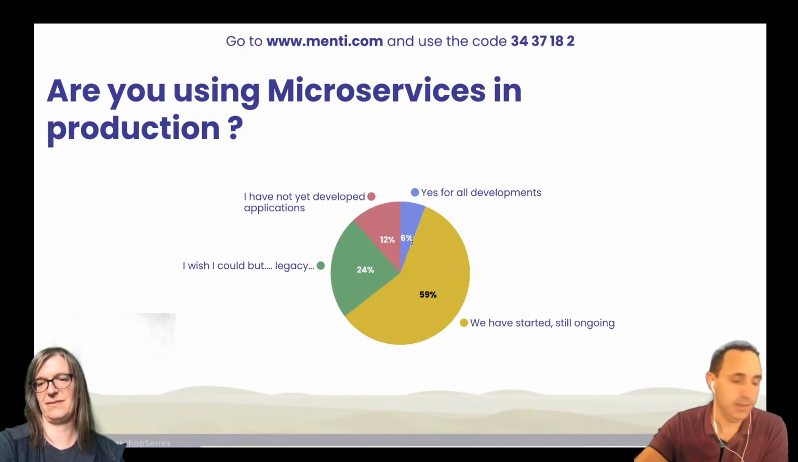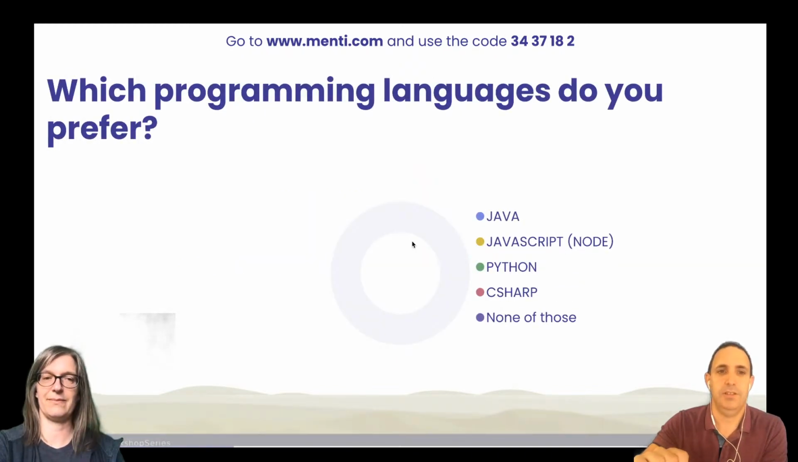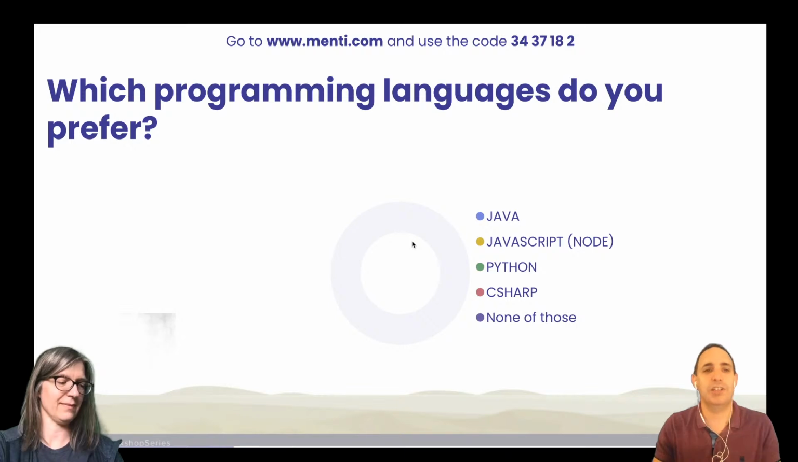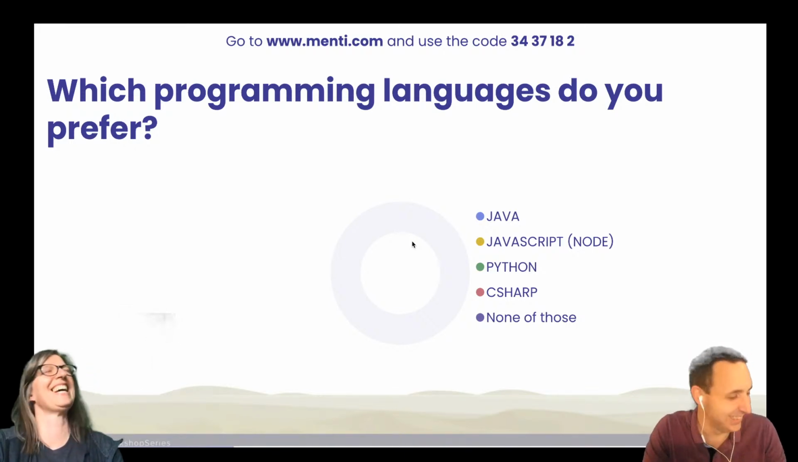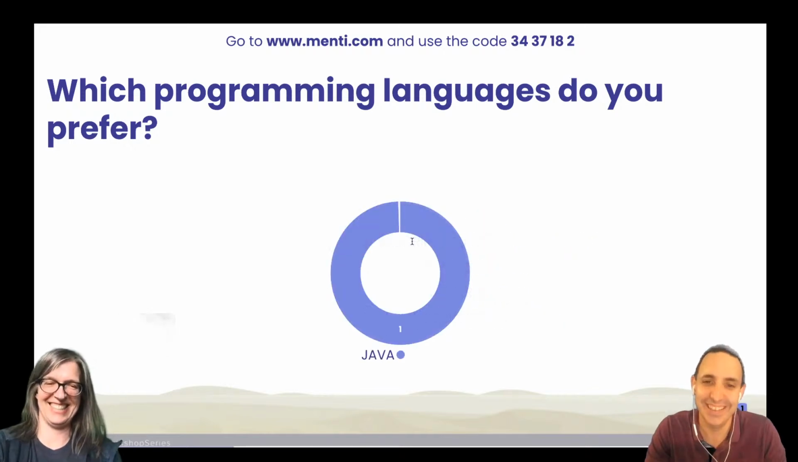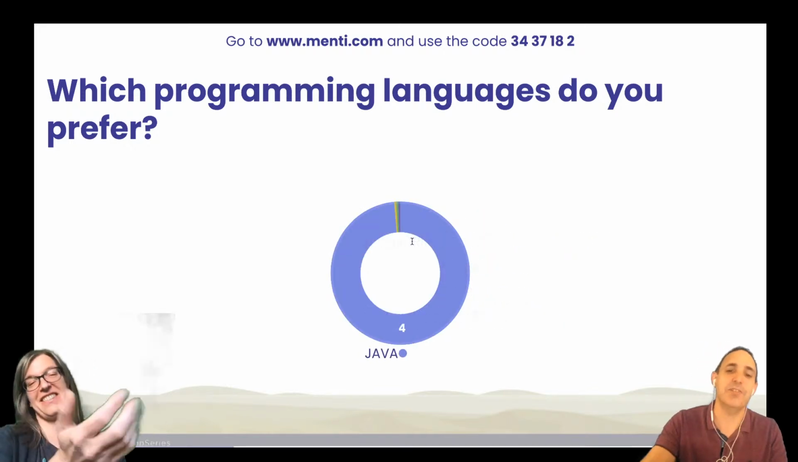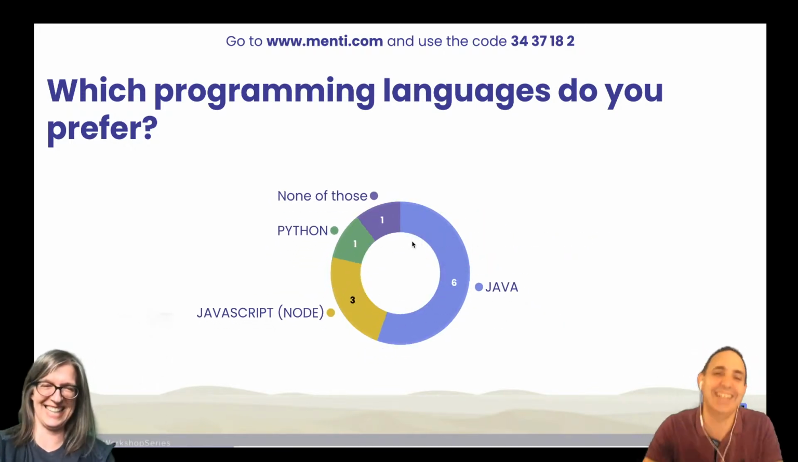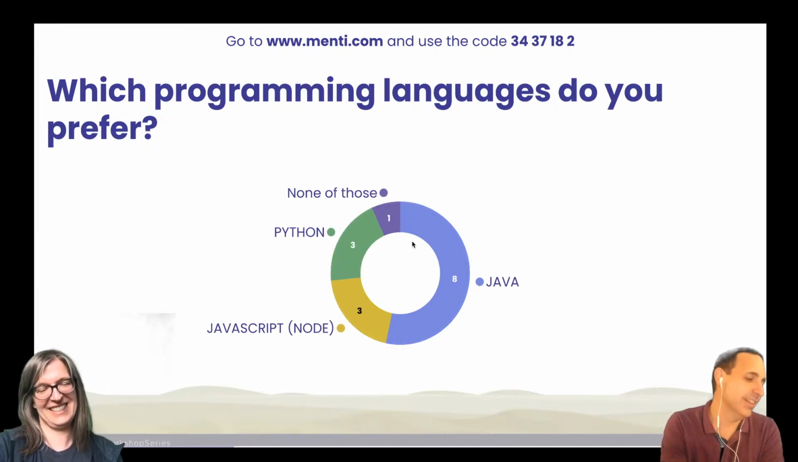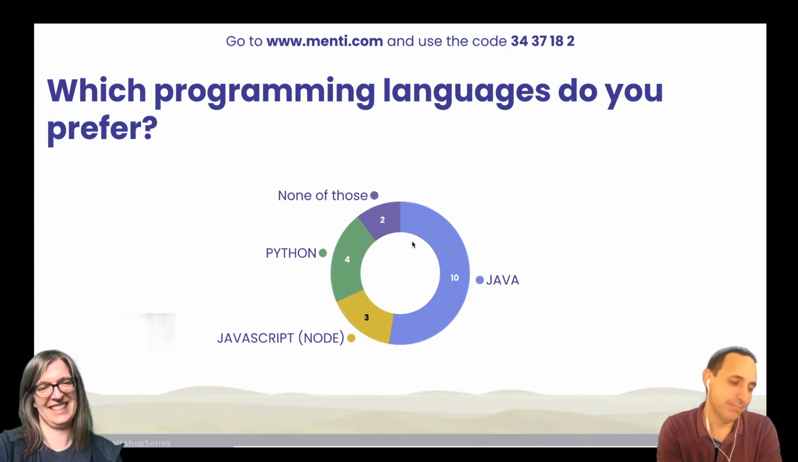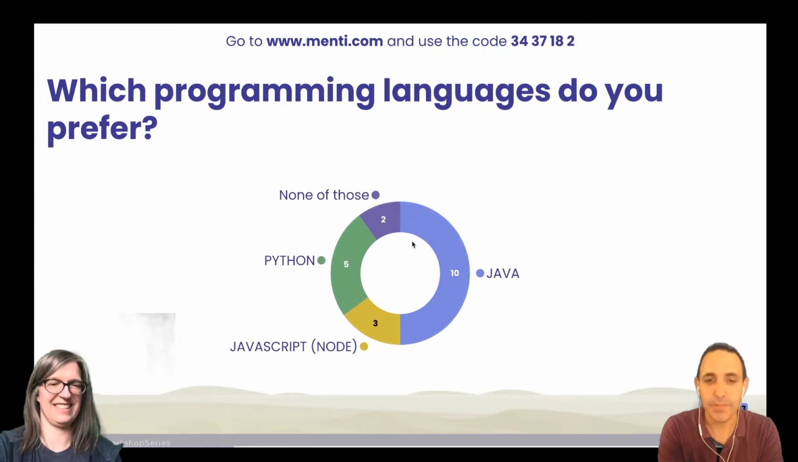All right, which programming language do you prefer? Java. Exactly. We can move on. Expected result. Yeah, so today we are using Java. Okay.